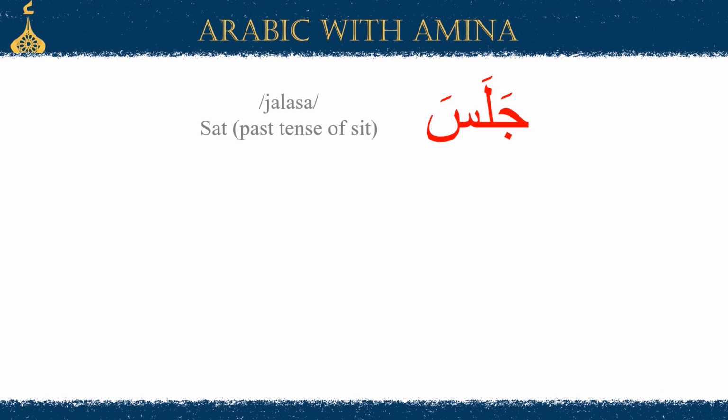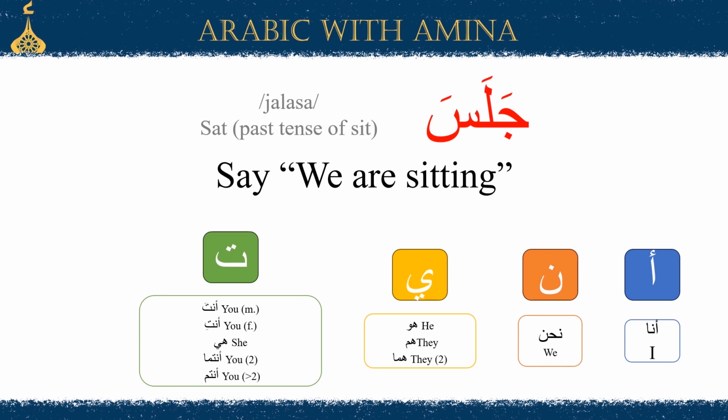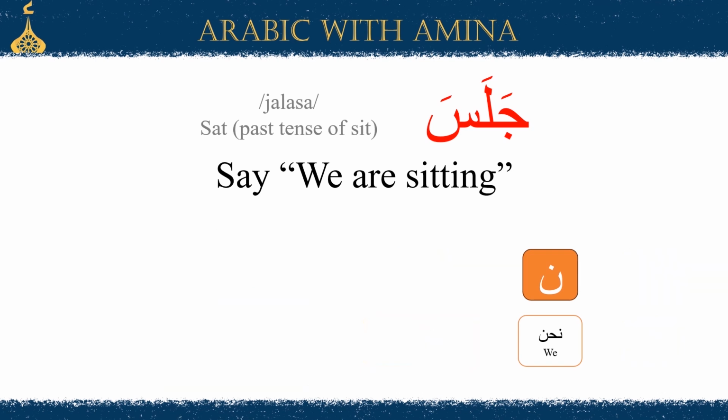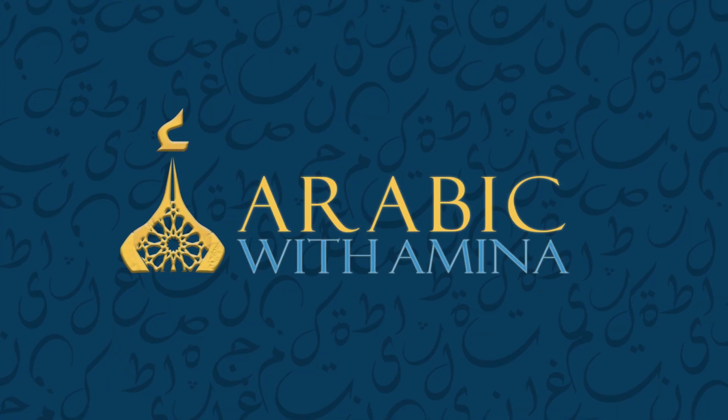Our final question is going to be a little bit different. We have the verb jalasa. This is the past tense of the verb sit, meaning sat. What I want you to do is take this verb and say, we are sitting. Okay, in order to do so, we must recall the present tense letters, or حروف المضارعة. We want to refer to the pronoun we, so we will be using the letter noon. We add this to our verb, and it becomes najlis. We are sitting. And that's it for our lesson on the present tense verbs.